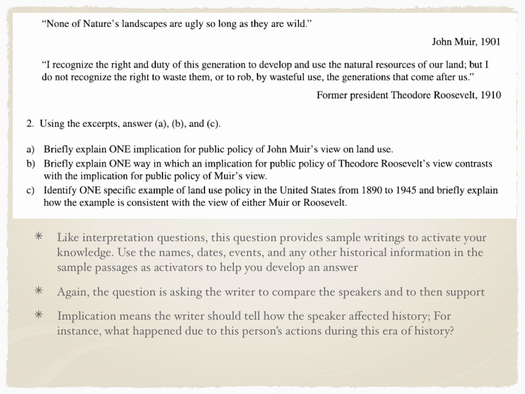B, one way in which an implication for public policy of Theodore Roosevelt's view is different from that of John Muir. So again, this is the comparison skill, that we're going to compare both speakers and talk about how they're different. C, a specific example of land use policy from this period and explain how that is consistent with the view of one of those men. So this particular question asks you to do a lot of things, and you have to do it pretty quickly.